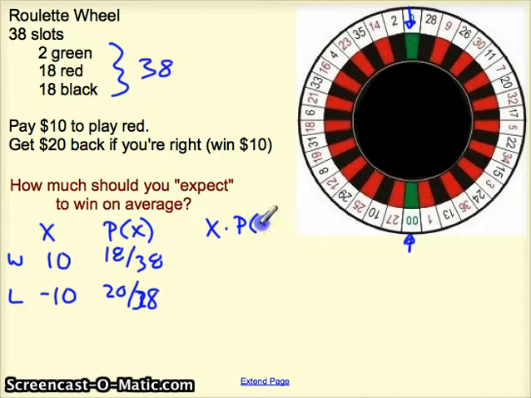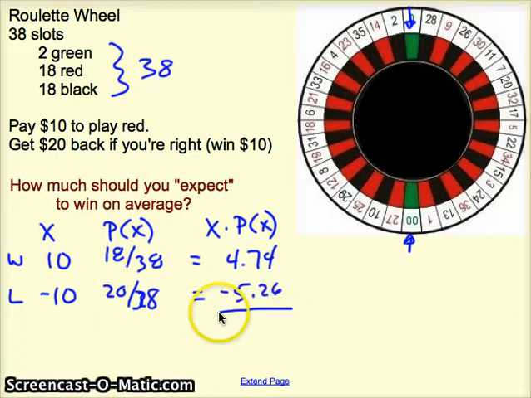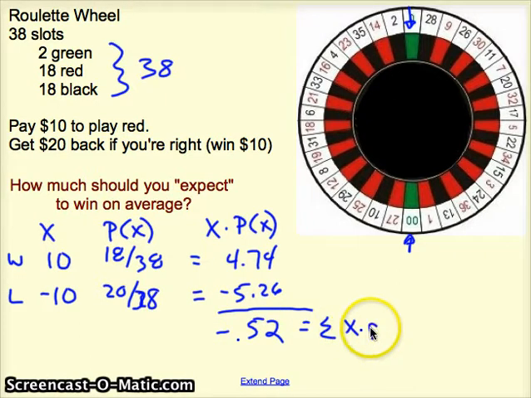I'm going to weight every outcome by its probability, take each outcome times its probability. If we do that in dollar form, 10 times 18/38 is $4.74. Negative 10 times 20/38 is negative $5.26. If I add those together, I get negative 52 cents. That's the sum of every outcome times its probability. That's the expected value, or the mean, of the random variable x, which is the winnings on the roulette wheel.